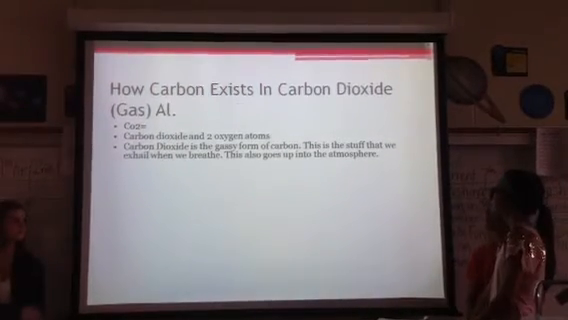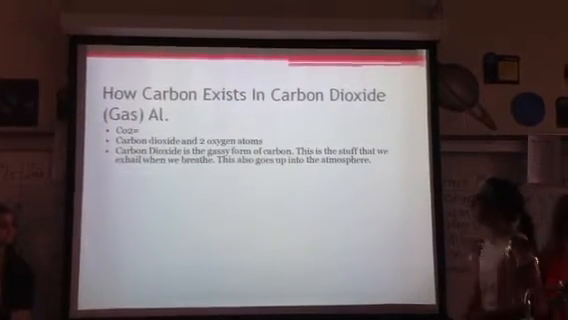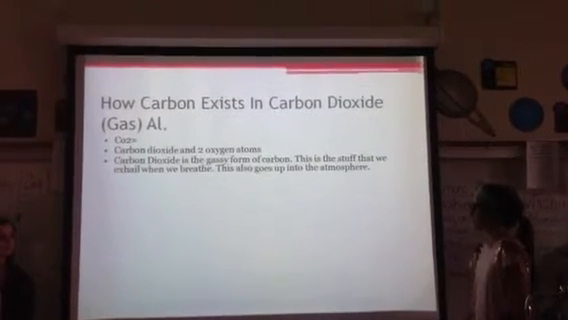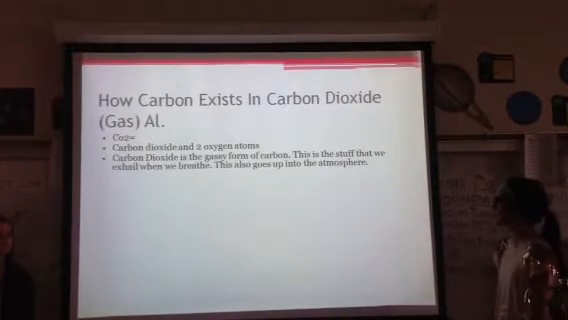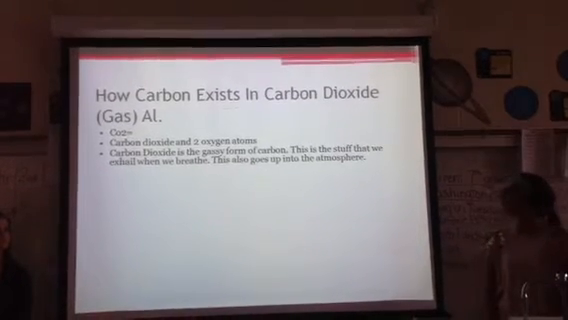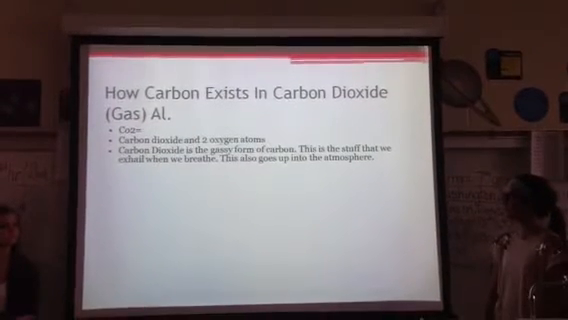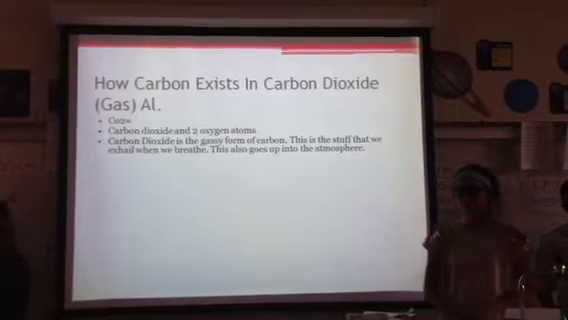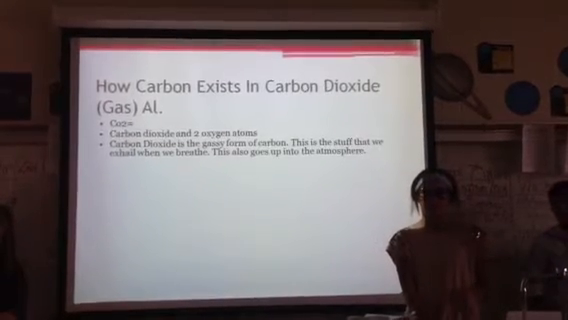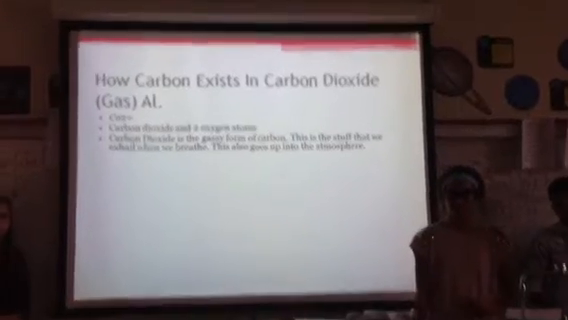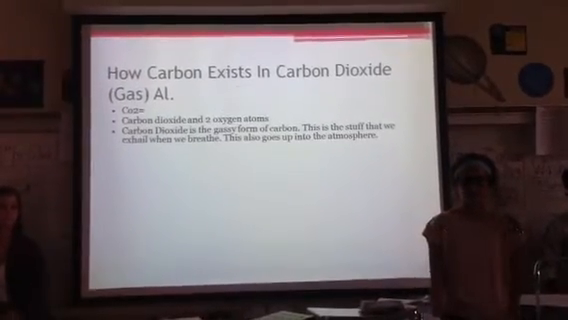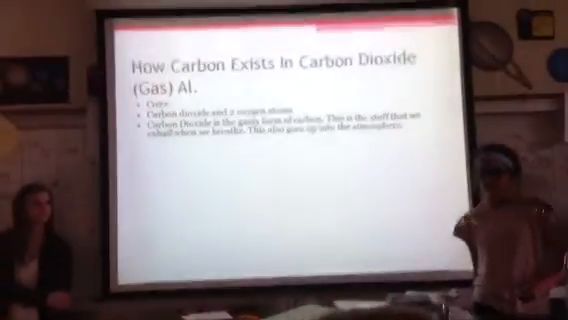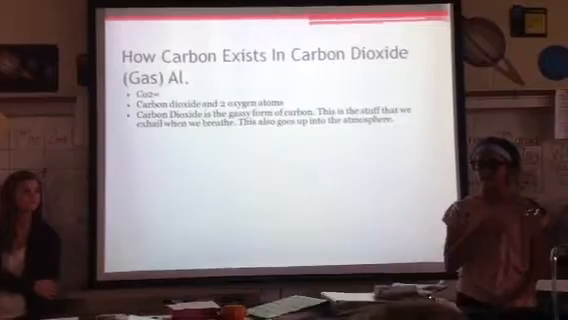How carbon exists in carbon dioxide. Formula CO2, which is 1 carbon and 2 oxygen atoms. Carbon dioxide is the gas component of carbon, and this is what we exhale when we breathe. It's in the plants we eat, and then it gets stored in our body, goes through our bloodstream, and is cycled back to the lungs, and that's why it leaves the body.